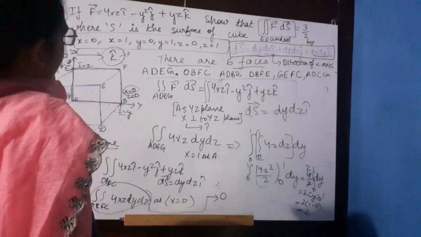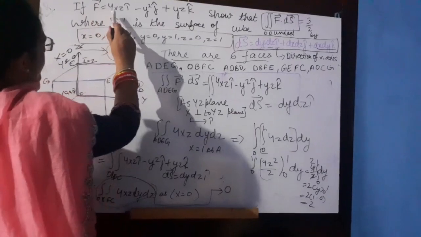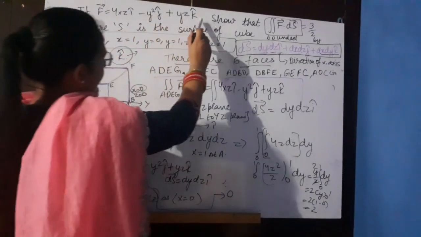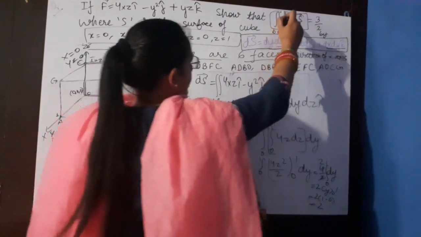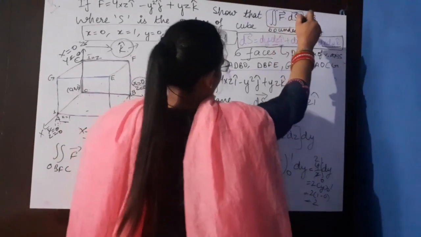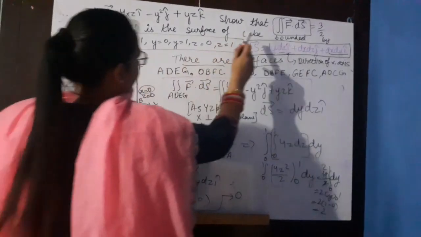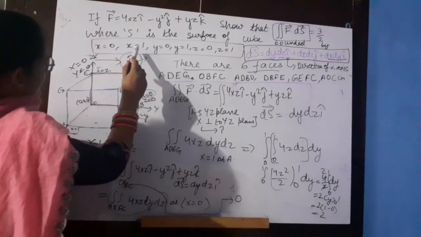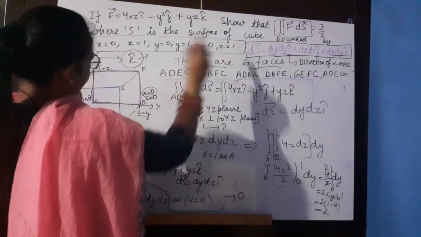This is the example on surface integral. We have the question: F vector is equal to 4xz i cap minus y square j cap plus 5z k cap. And we have to show that the double integral of F vector dot dS vector, we know this is the surface integral, is equal to 3/2. And our surface is the cube which is bounded by x equals 0, x equals 1, y equals 0, y equals 1, z equals 0, z equals 1.